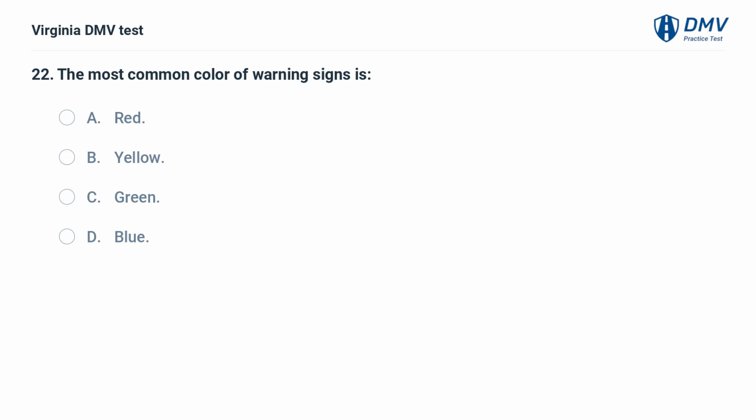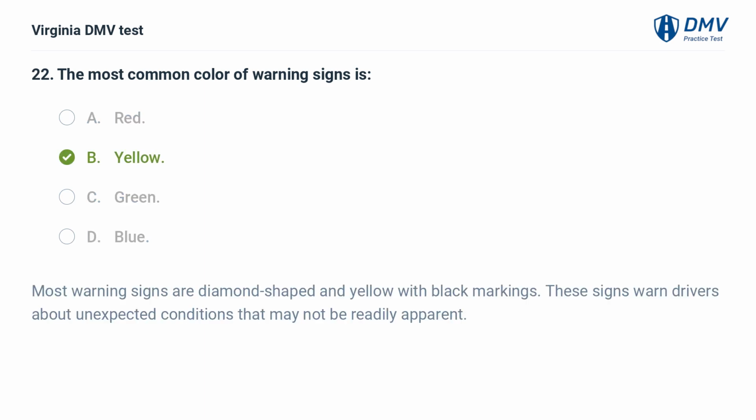The most common color of warning signs is A. Red. B. Yellow. C. Green. D. Blue. B. Yellow. Most warning signs are diamond-shaped and yellow with black markings. These signs warn drivers about unexpected conditions that may not be readily apparent.